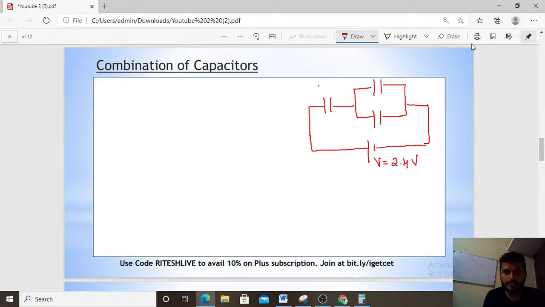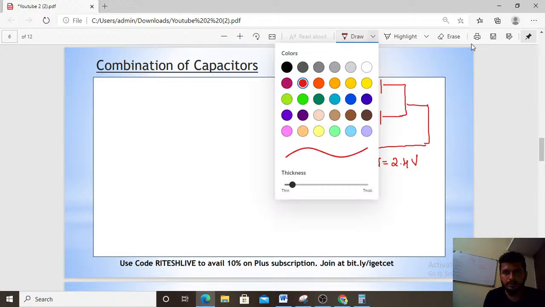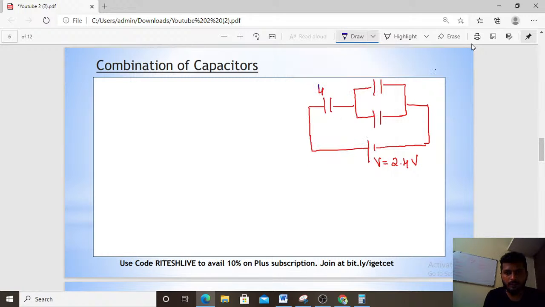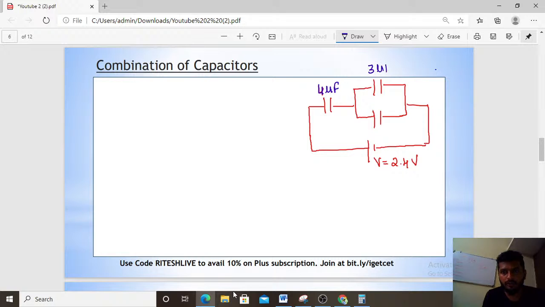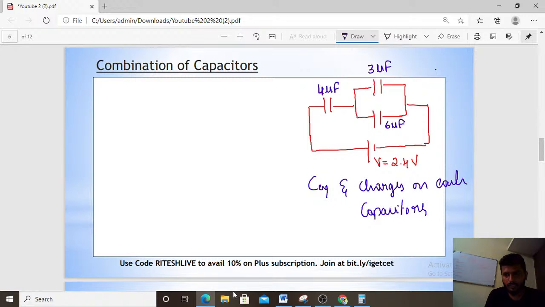Then they have given here 4 microfarad, and it is 3 microfarad, and here it is 6 microfarad. Okay, so you need to find C equivalent and the charges on each capacitor. That is nothing but Q1, Q2, Q3 you need to find.